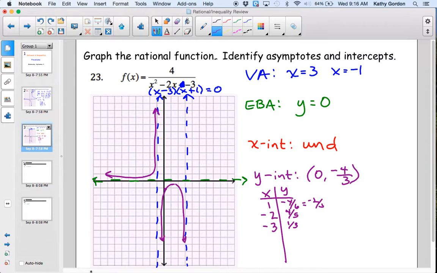What should I test over there? 4 and 5. Okay. So again, 5 in here: 5 minus 1 is 4, 5 minus 3 is 2, and 5 plus 1 is 6. 2 times 6 is 12, and 4 over 12 is 1/3. So 5 gives me the 1/3. And then 4 here. Multiply. 4 over 5.